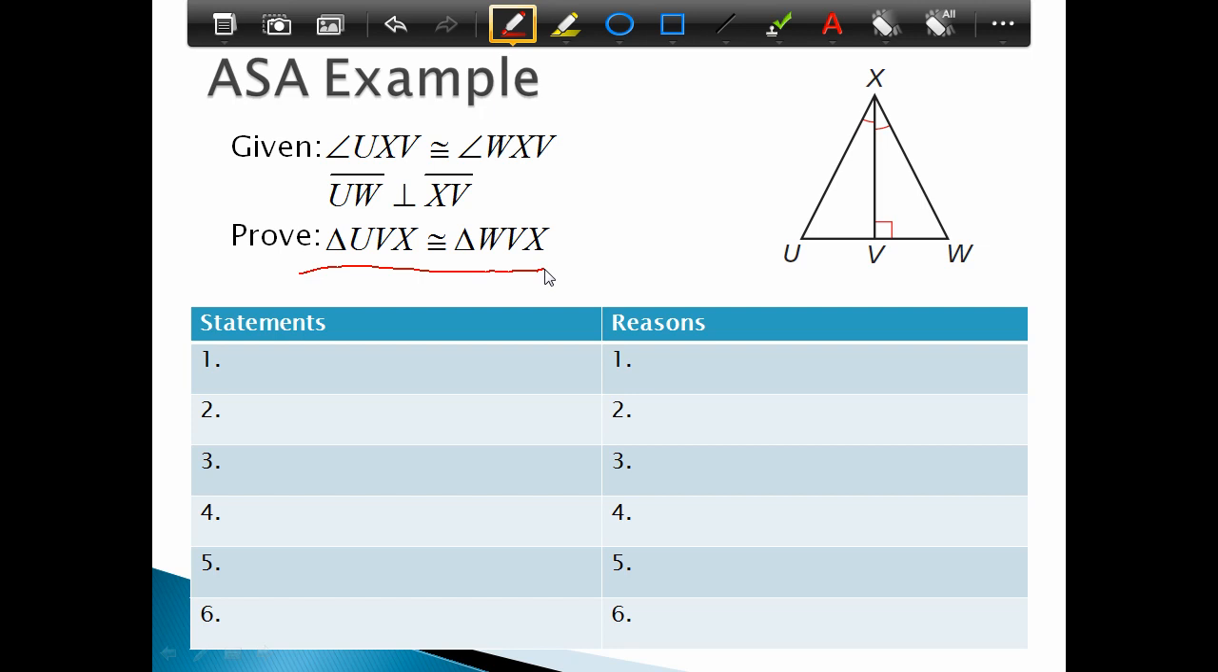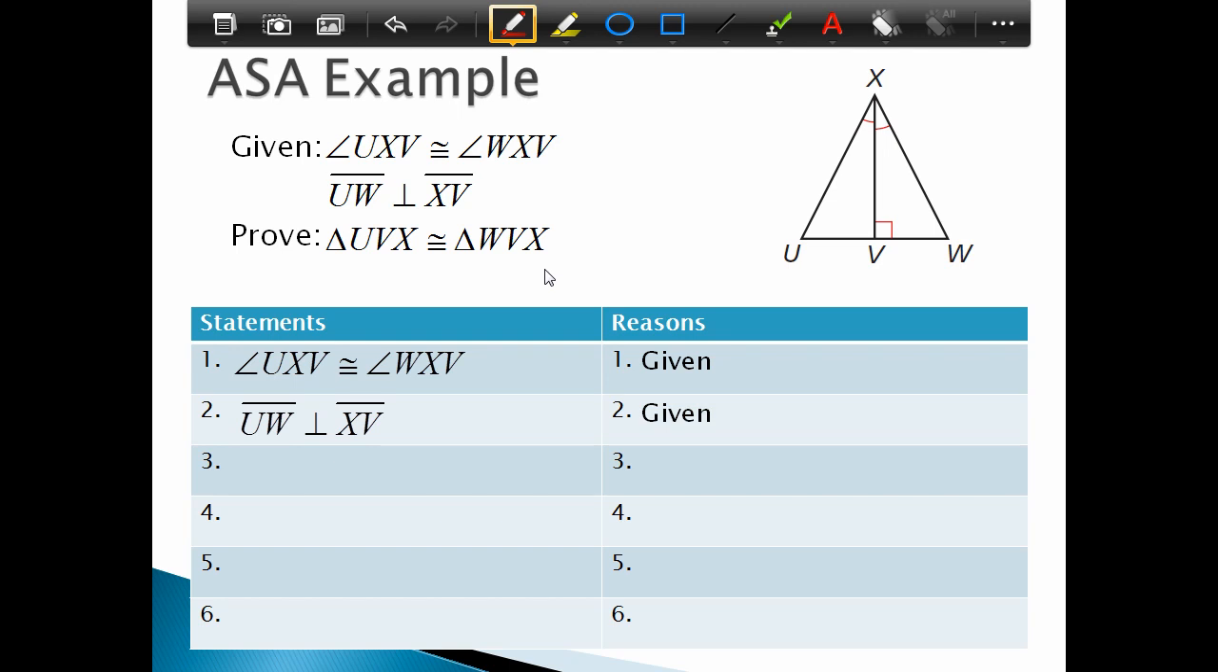So let's go ahead and put that one first. That's going to give us our given statement first. Go ahead and plug that in. We know we can use that. It's already marked in my figure. Don't have to do anything with it. Second given statement, I know that UW is perpendicular to XV. UW and XV. So I'm looking at those 2 lines. They're perpendicular. I can see it's marked. I got a little right angle. Let's go ahead and add that on. UW is perpendicular to XV.